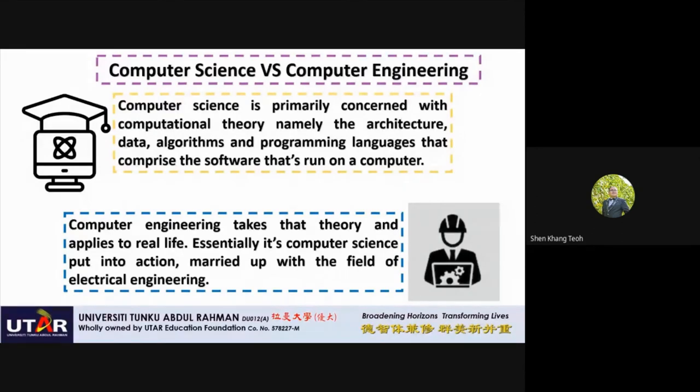In contrast, computer engineering takes that theory and applies it to real life. Essentially, it's computer science put into action, married with the field of electrical engineering. It involves designing and prototyping the tiny circuits and processing units that bridge the computer hardware and components with the software. Examples can be embedded systems, microprocessors, IoT devices, or any other smart things. So I hope this can clear some of your doubts.